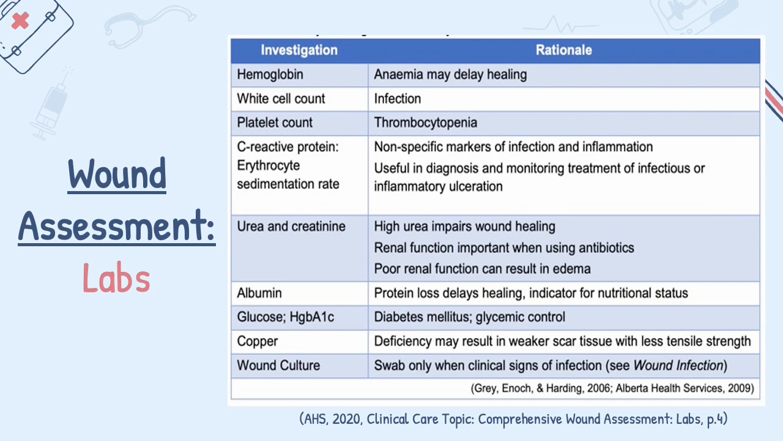Albumin is something that also needs to be watched because protein loss delays healing, and this might be something you can look at in your liver patients. Uncontrolled glucose inhibits wound healing, so good glycemic control is important in your diabetic wound patients, and it should be monitored. Copper is not a commonly drawn one, but it is another one that may be something to watch for, as deficiencies can impair healing. If wound infection is suspected, wound cultures can be completed to ensure that the pathogen is being effectively treated by the right antibiotic.